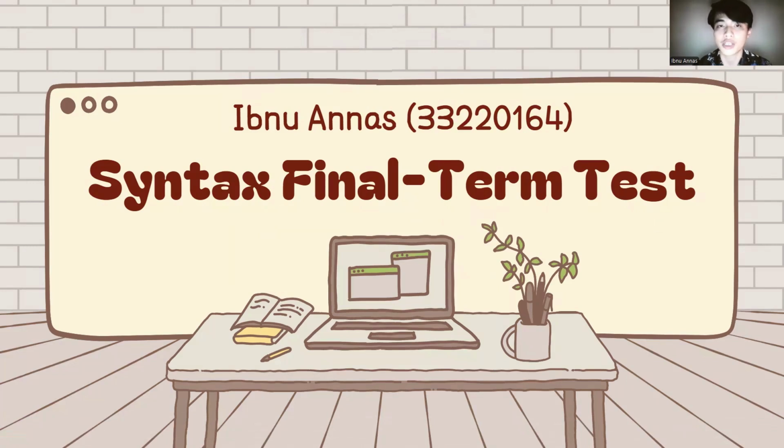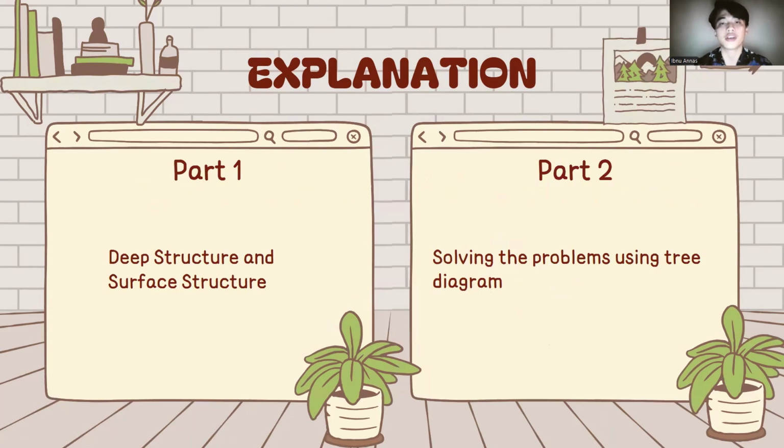So what I'm going to explain in my presentation today is about surface structure and deep structure. And the last one, we'll analyze the tree diagram from each sentence. There are 5 sentences that I've already drawn the tree diagrams of. So let's get started. This is my explanation that I will present to you today. For the first part, deep structure and surface structure, and the second part is solving the problem using the tree diagrams and explaining the deep structures of each tree diagram.